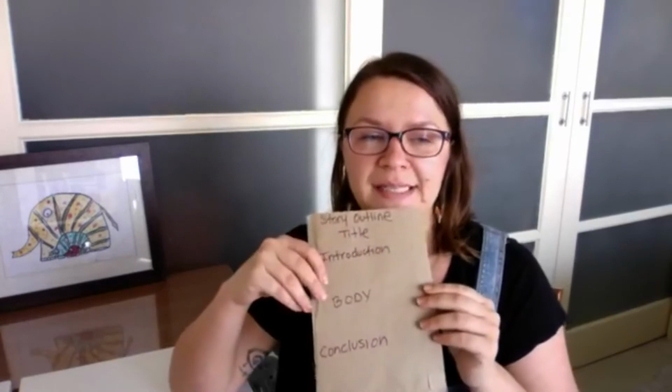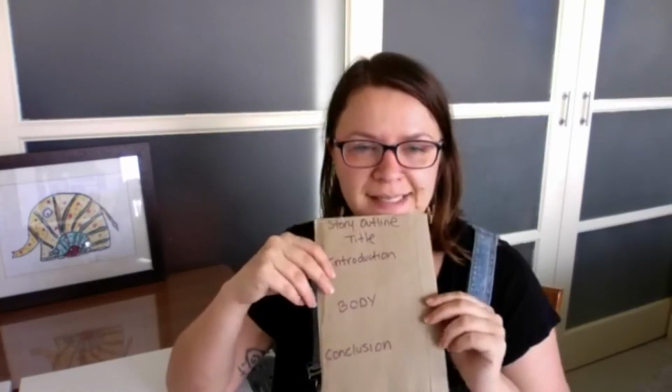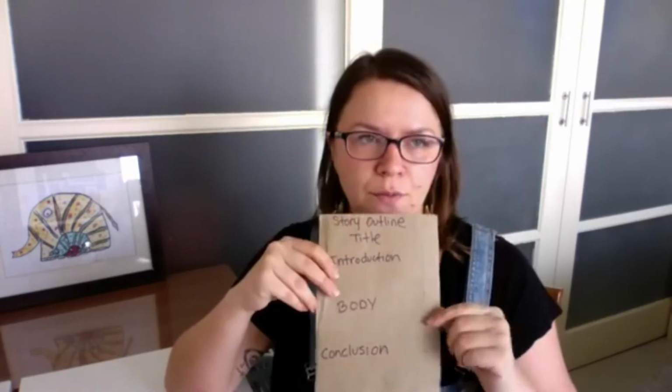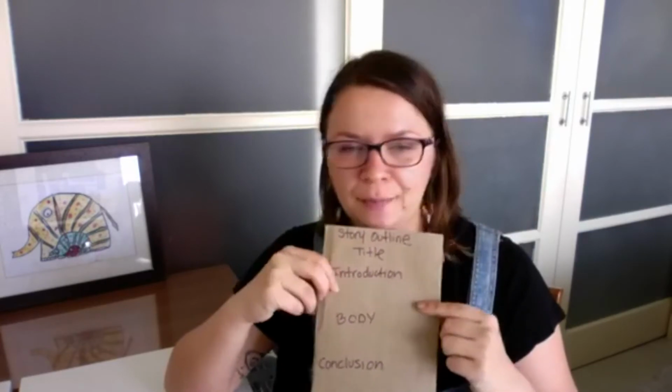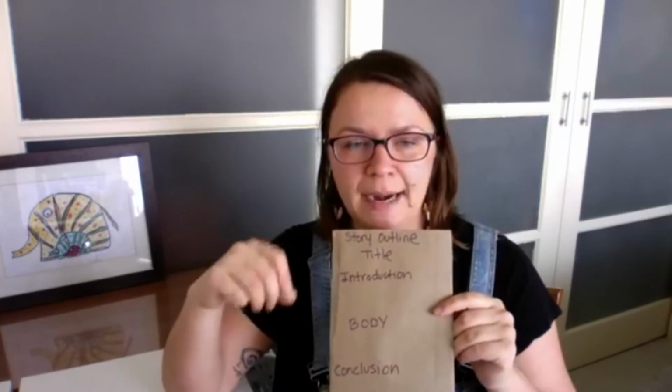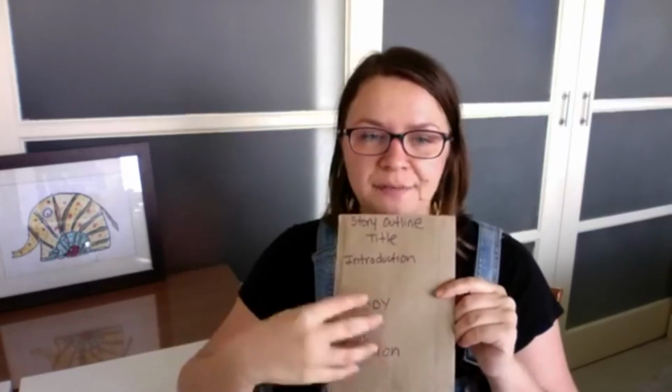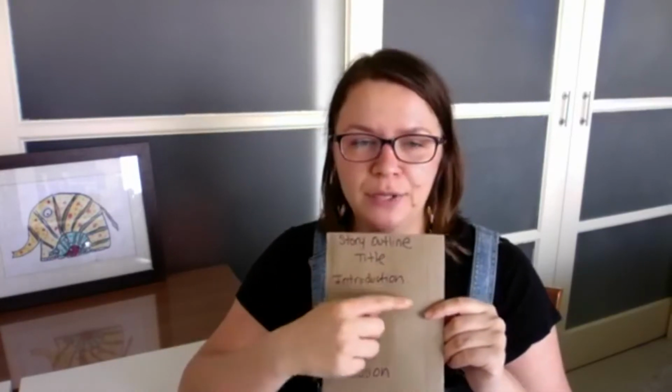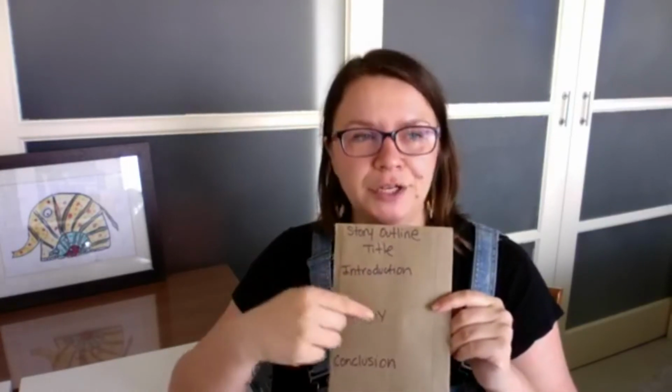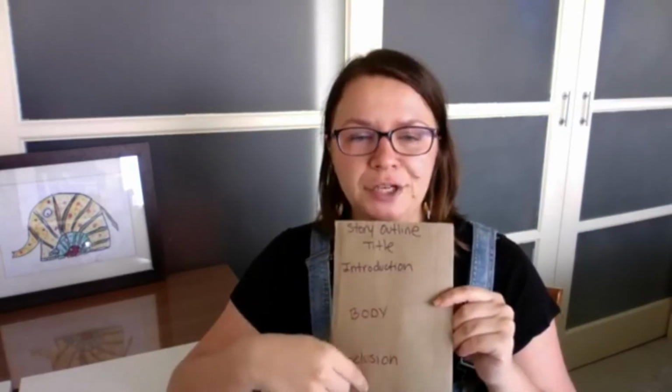But first, always start with a story outline, okay? Because this way you'll have a map. This is your story map. This is where you come back to. This is where you can make changes. So then when you're actually writing the whole story, you can always have somewhere to look and see, okay, I want to put this in the introduction, I want to make sure this is in the body, and I want to make sure that this is included in the ending, okay?